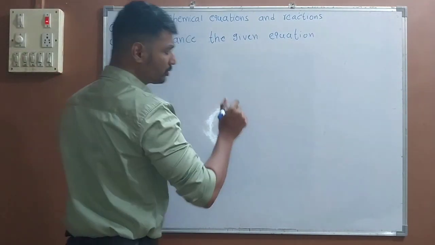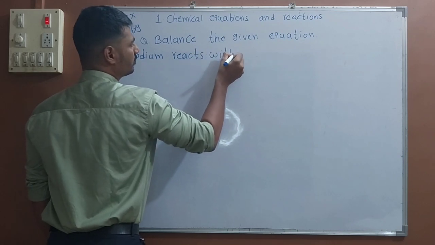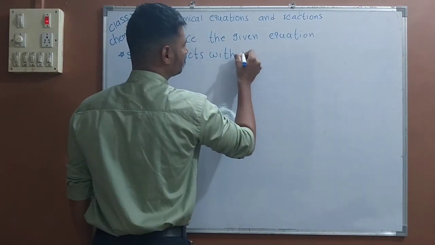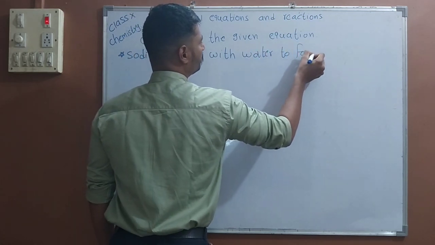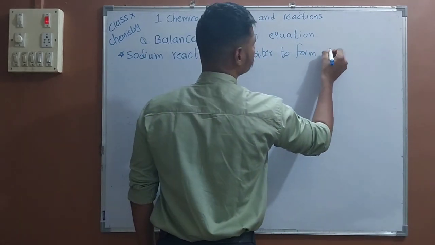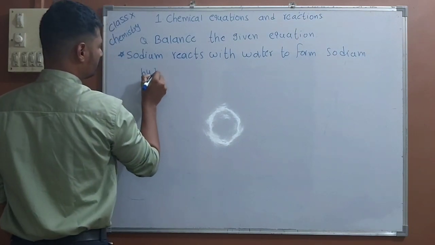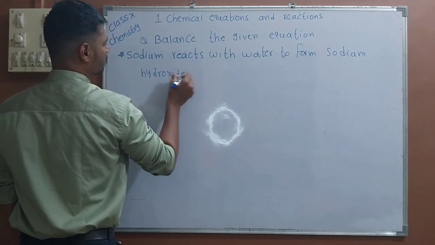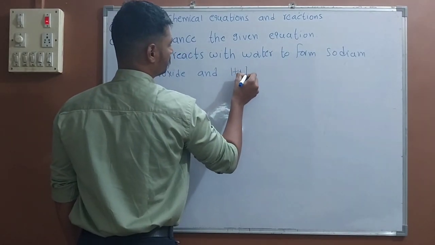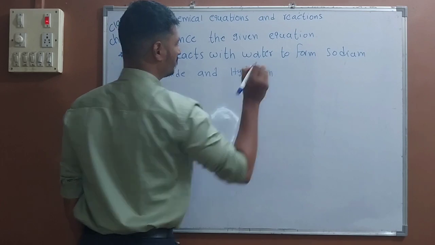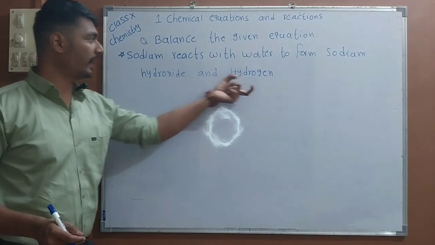Now our question is, sodium reacts with water to form sodium hydroxide and hydrogen. So this is our question. Sodium reacts with water to form sodium hydroxide and hydrogen.